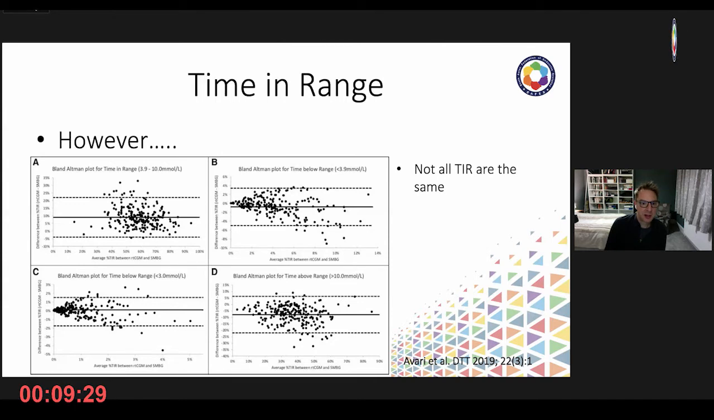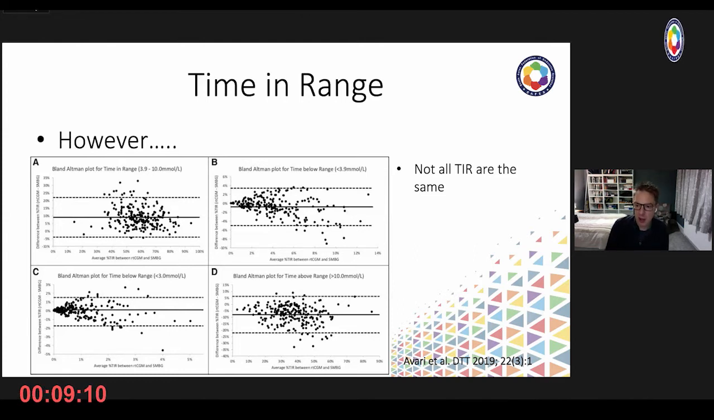But, and there's always a but, there are some things that we should be aware of for times in ranges that are important to consider as it becomes a more mature biomarker. So the first thing to bear in mind is that not all times in range are the same.